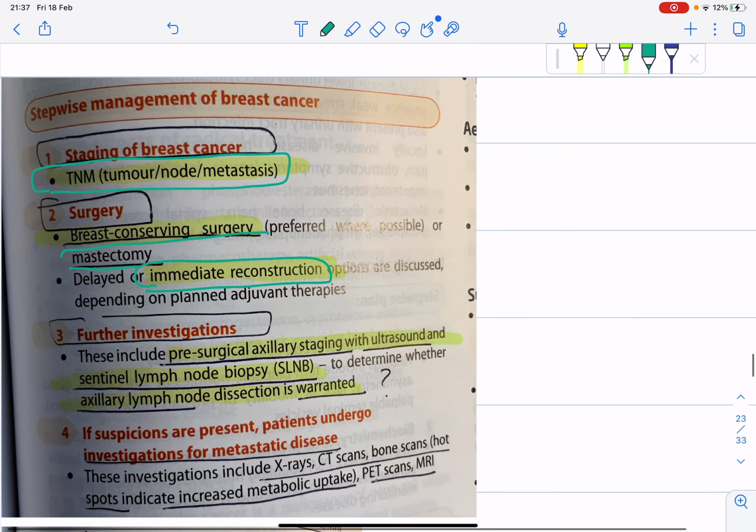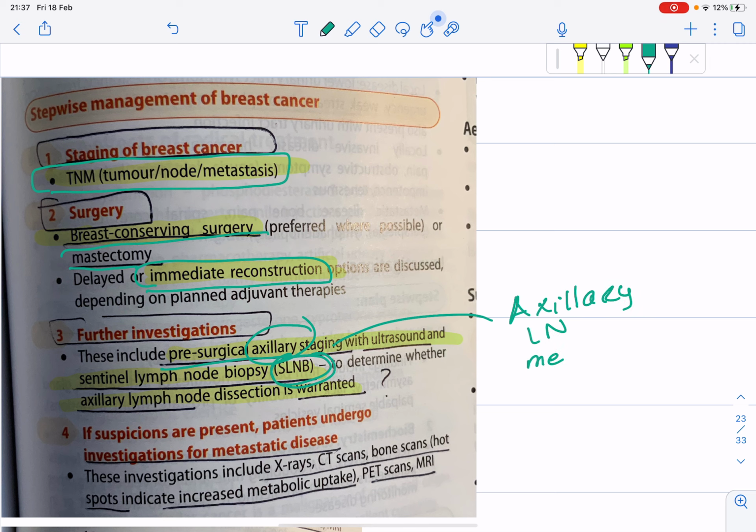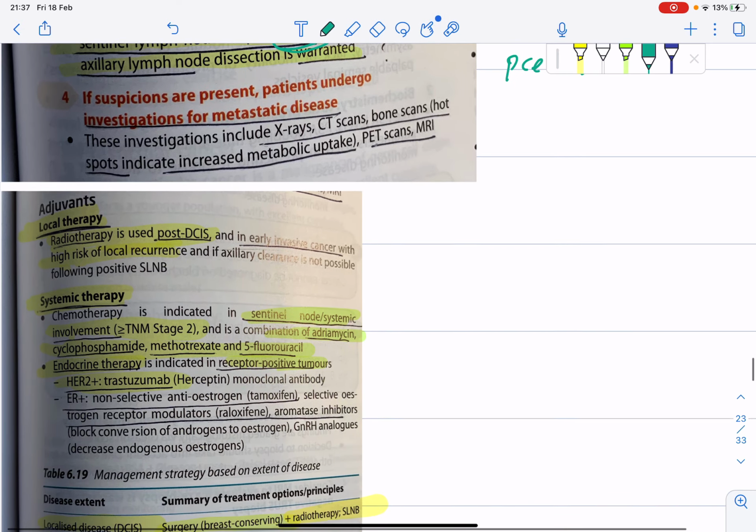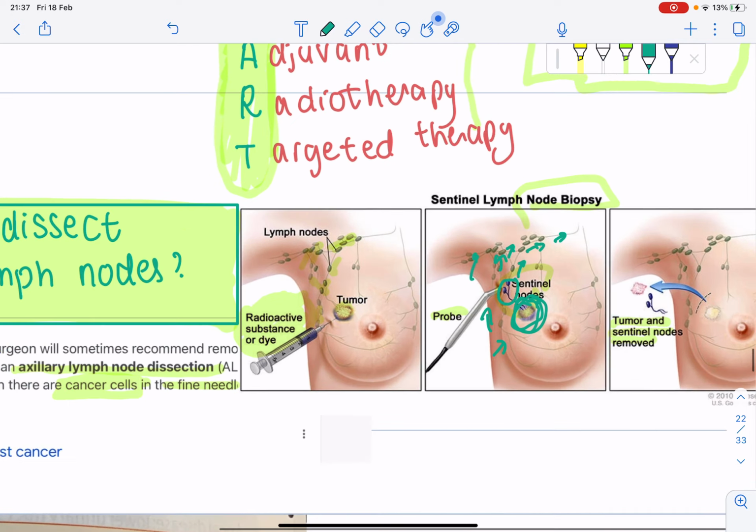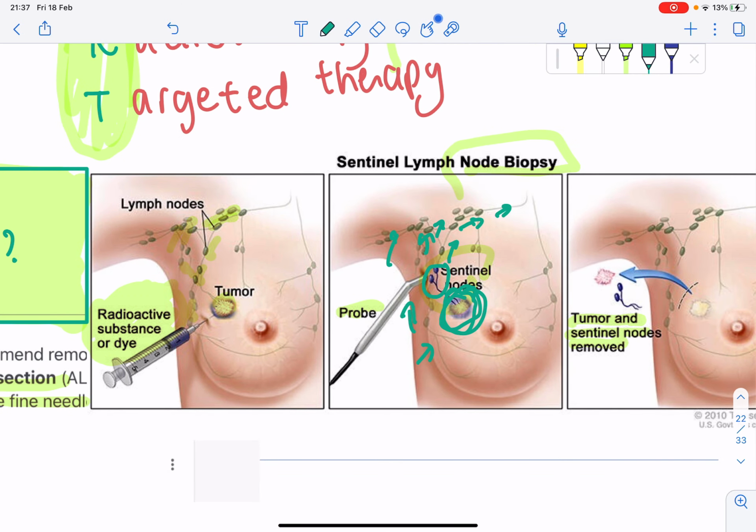Further investigation would be a sentinel lymph node biopsy. You want to do an axillary staging. Remember, axillary lymph node metastasis was a prognostic factor, especially a poor prognostic factor. So in the case that you want to do a pre-surgical axillary staging, how? By doing an ultrasound and a sentinel lymph node biopsy. When you do the sentinel lymph node biopsy, you would then take it out with a probe, and once you've taken that lymph node out, you would then do the biopsy there.